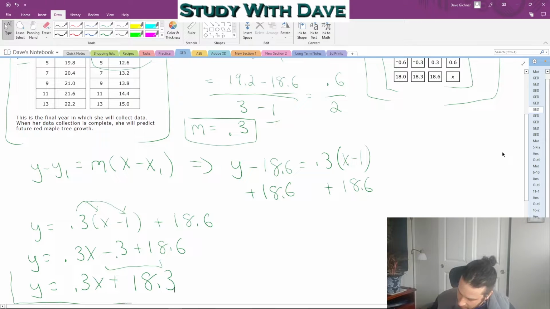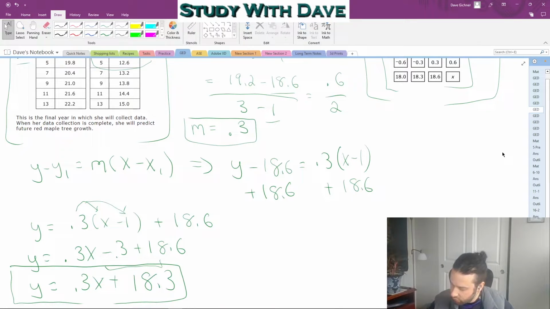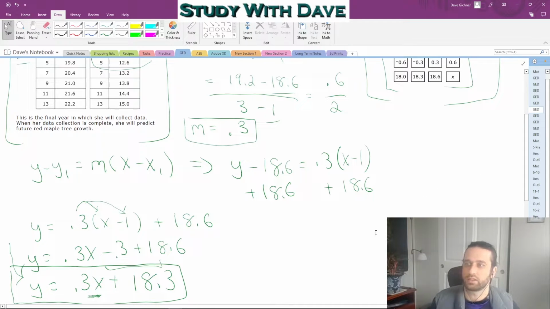So this equation right here will predict future trunk diameters given by y when you plug in for x. This is what the question's saying. If the tree continues to grow at the rate that it is, we could put in like year 19 or 20 or 30, and this should be an accurate representation of what the trunk diameter would be in inches. So that's what the question's saying, but let's just go back up here and see. So y equals 0.3x plus 18.3.